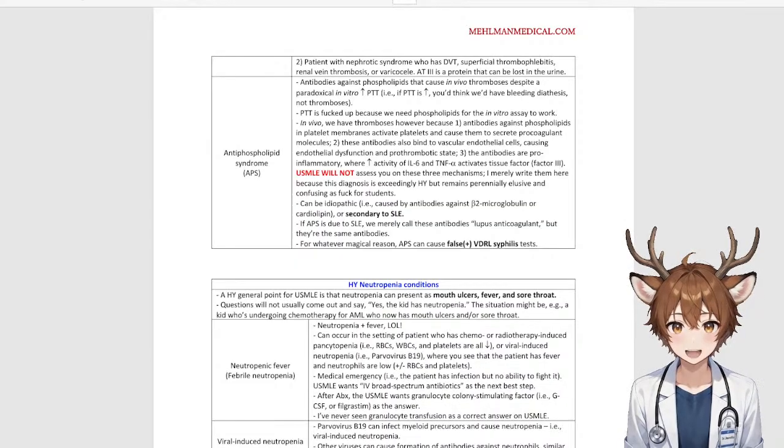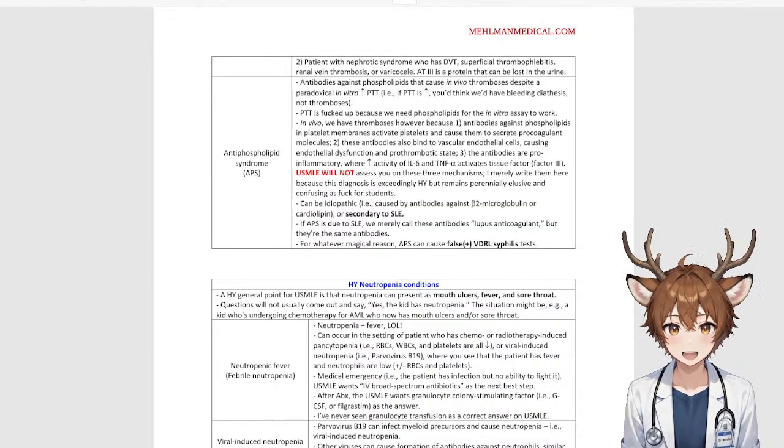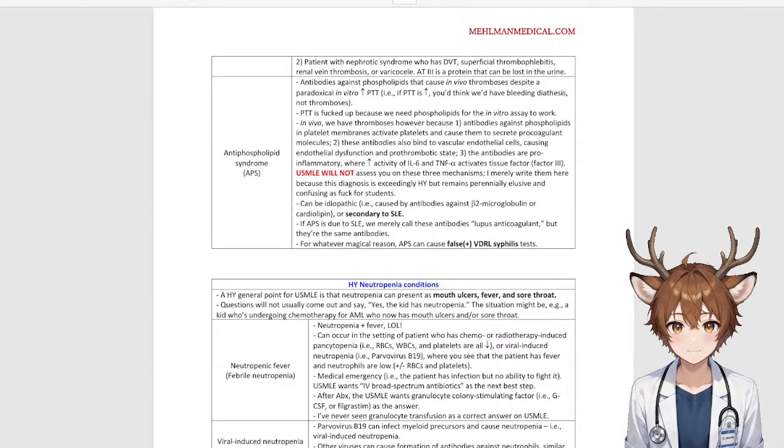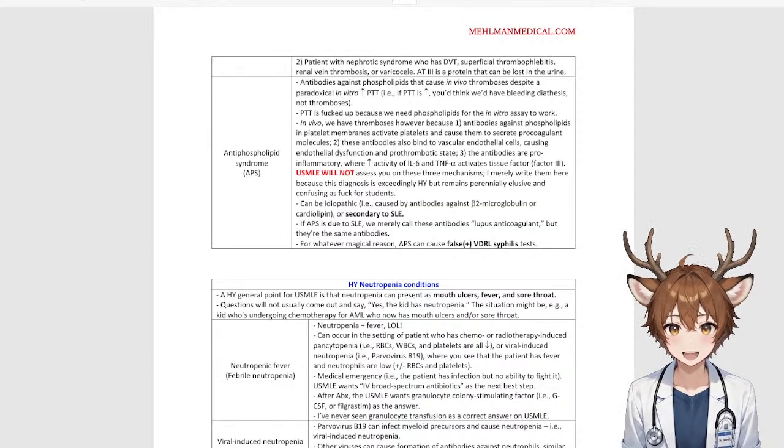USMLE will not assess you on these three mechanisms. I merely write them here because this diagnosis is exceedingly high yield but remains perennially elusive and confusing as heck for students.